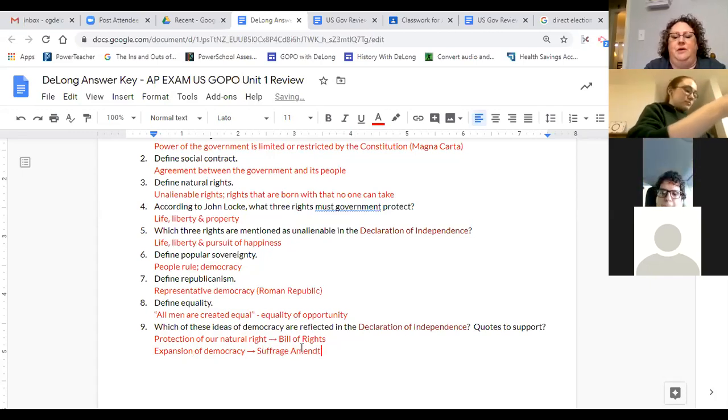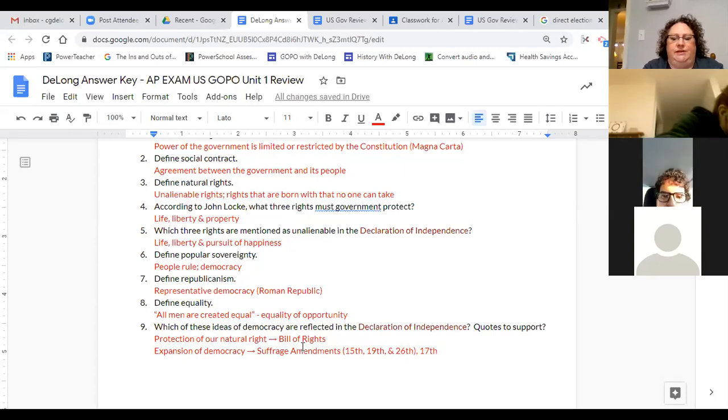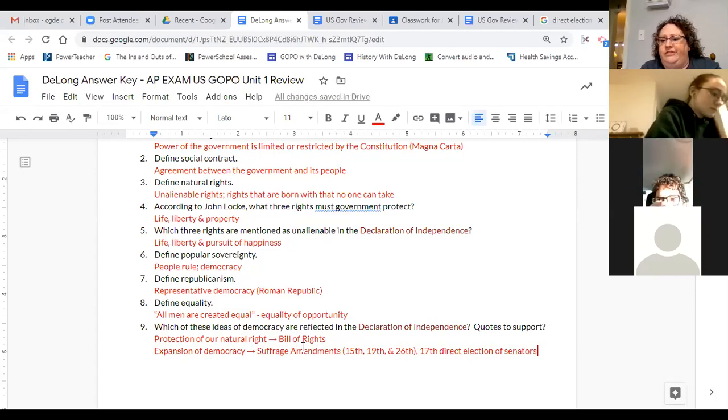And I'm just going to put them in parentheses, amendments. So we've got, let me start numerically, the 15th, the 19th, and the 26th. We also have the 17th, which is the direct election of senators. And then just anytime that we see expansion through that.